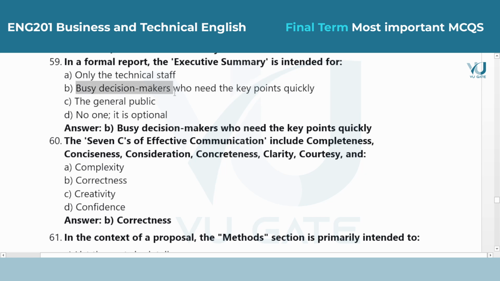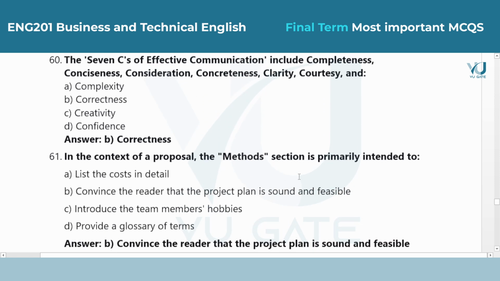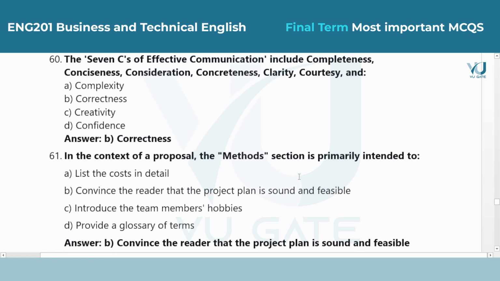59. Question. In a formal report, the executive summary is intended for. Answer. Busy decision makers who need the key points quickly. Concept. It provides the bottom line of the report, allowing leaders to understand the findings without reading the entire document.